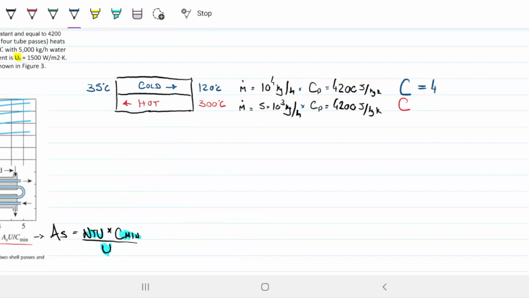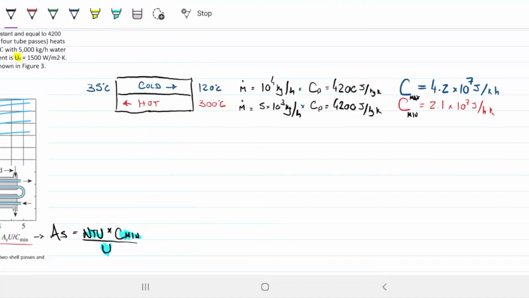And this is going to be 4.2. Again, no need for calculators, just looking at things we have. 4.2 times 10 to the 7 joules per Kelvin hour. And on the hot side, we're going to have half of that, so that's going to be 2.1 times 10 to the 7 joules per hour times Kelvin. Okay, so now that we have the values, we can see which one is greater than the other, and that means that this one is our C min, while this one is our C max, just by comparing the values.